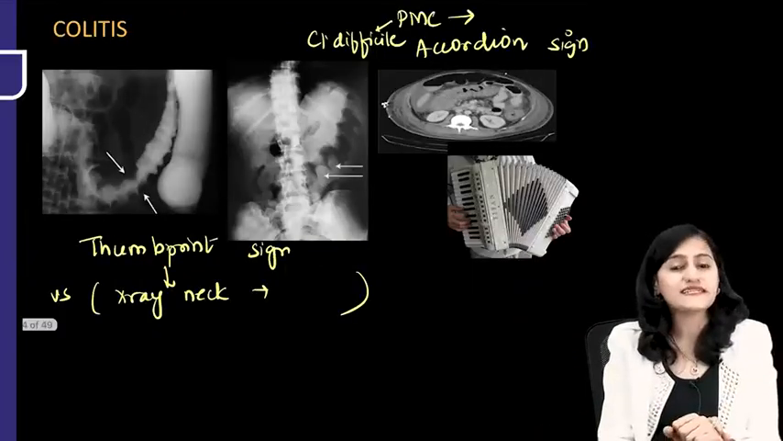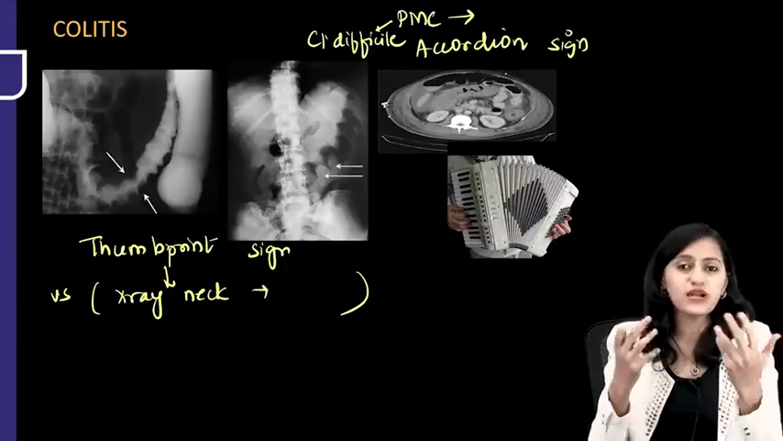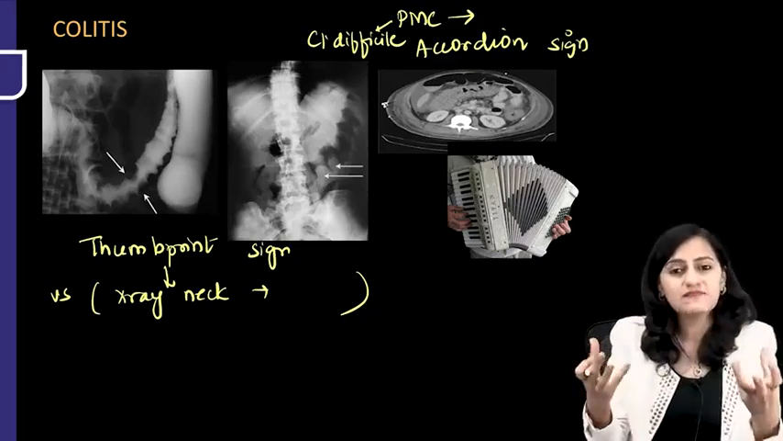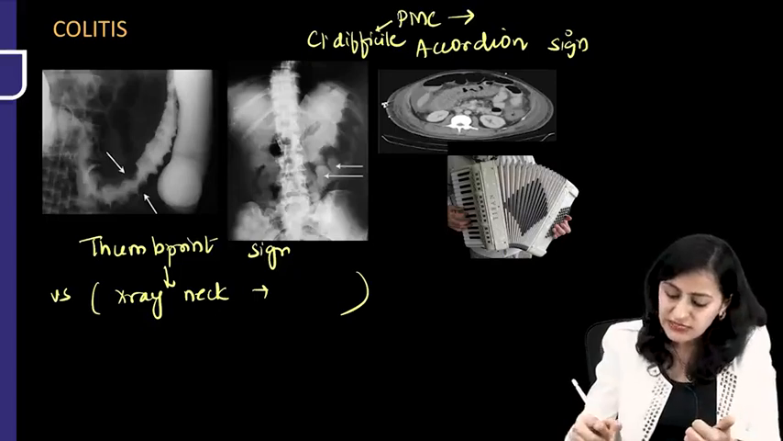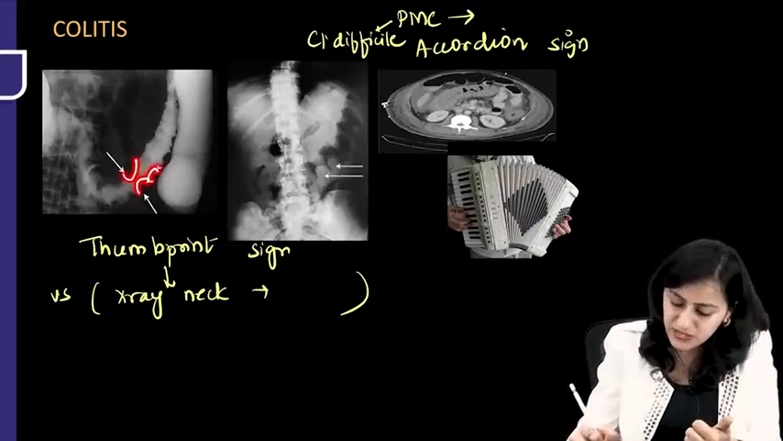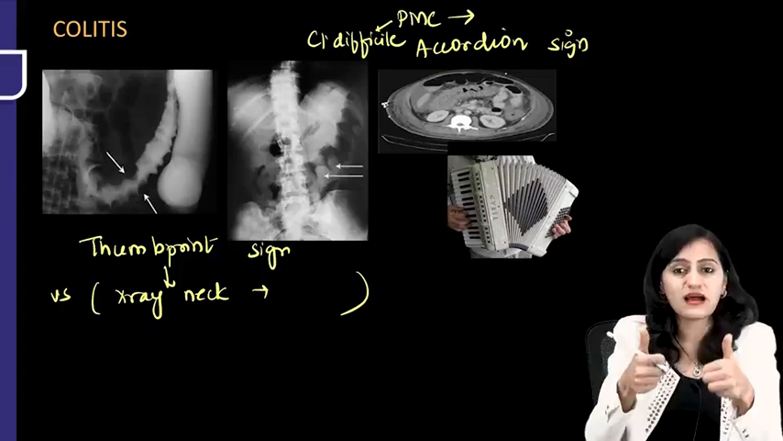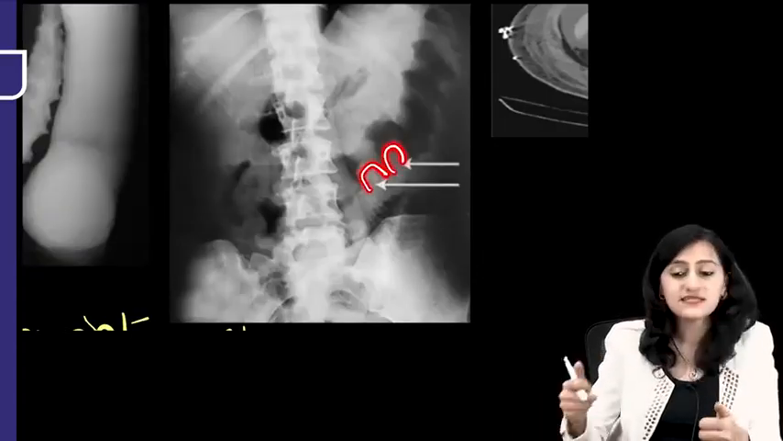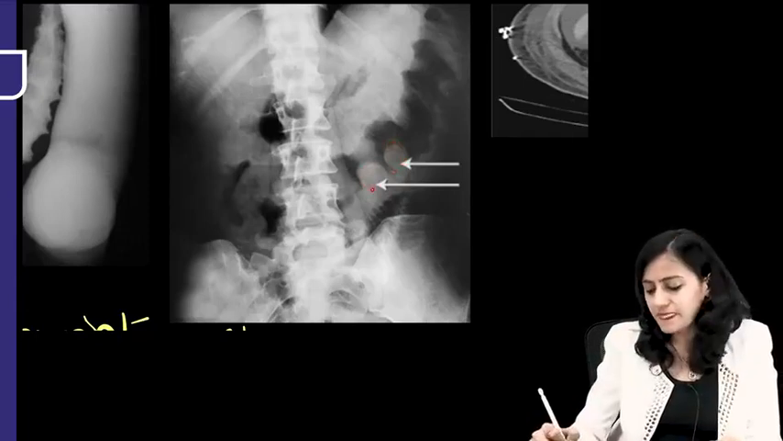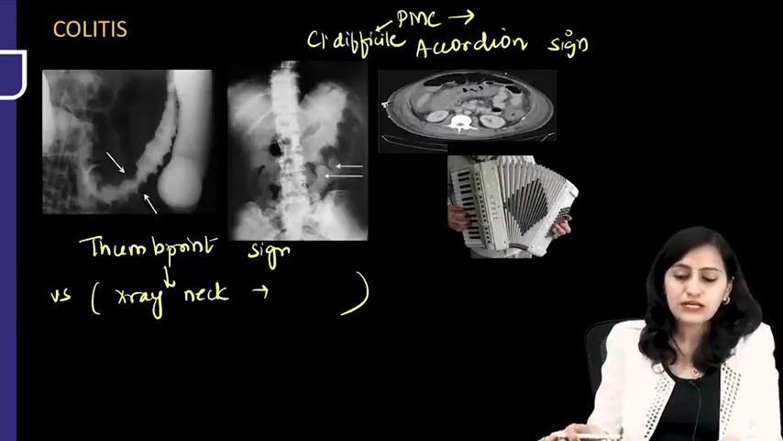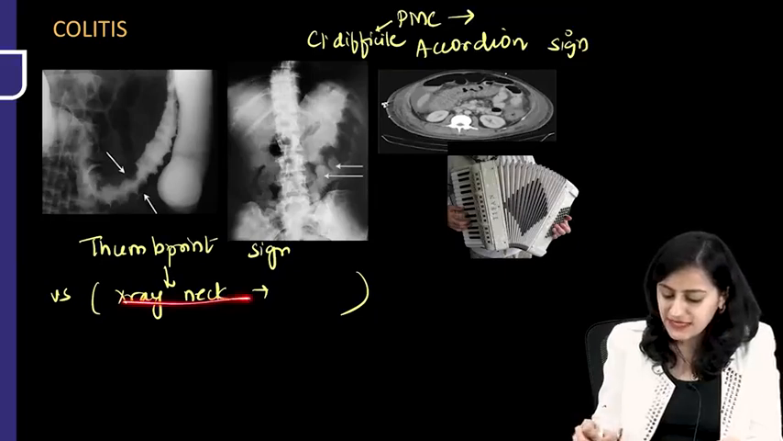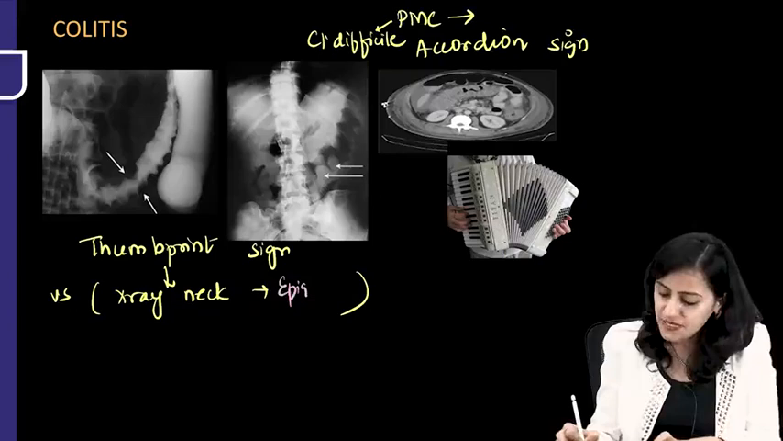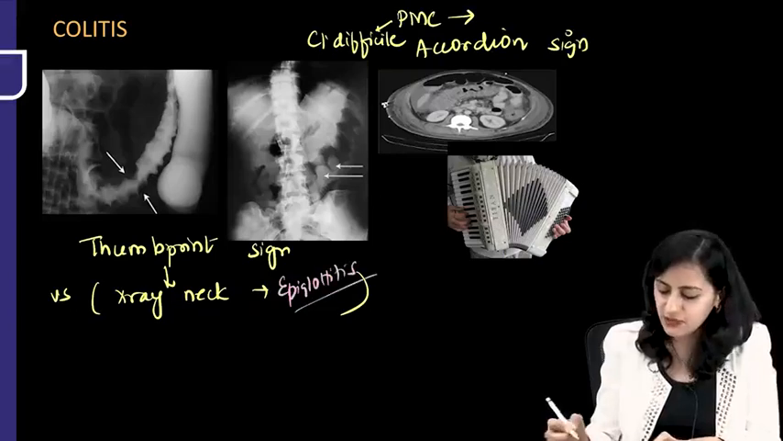Now coming to colitis. What happens because of colon inflammation is the haustrations get thickened. Edematous thickened haustrations give the thumbprint sign. So this is what you see here in the barium, the thumbprint sign. Look at this X-ray abdomen. These are the haustrations which are thickened and edematous that give the thumbprint sign. Remember the thumbprint sign in the X-ray neck. Where do you see the thumb appearance in X-ray neck? It is epiglottitis. Okay, it is epiglottitis.